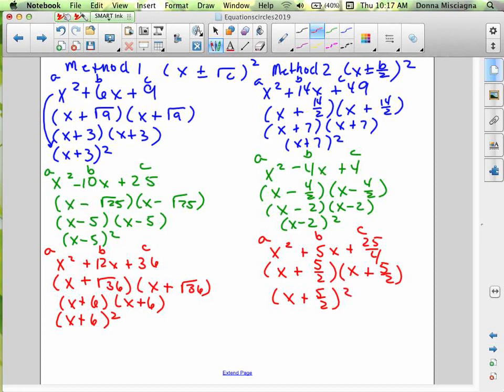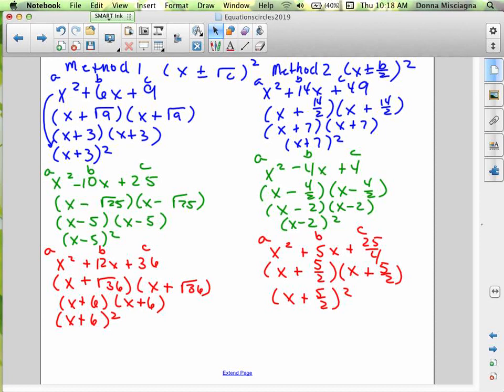And just to show you, we won't write it down, but we'll go through it and show you that you get the same answer no matter which method I used. So on number 1 there, x squared plus 6x plus 9. If I had taken half of 6, that's 3. So I still would have gotten x plus 3 squared. Half of negative 10 is negative 5. So that would still give me x minus 5 squared. And half of 12 is 6. So that still would have given me x plus 6 squared.